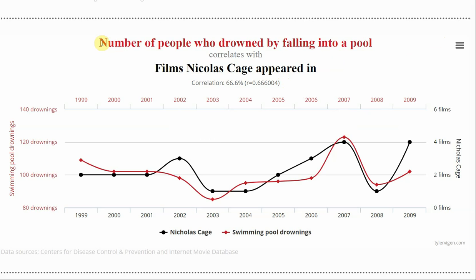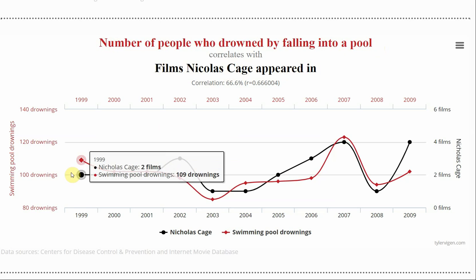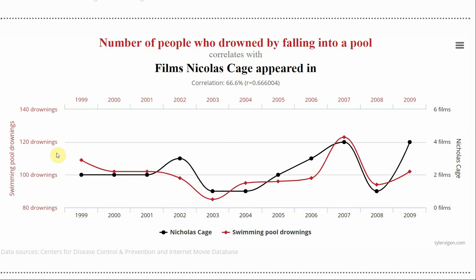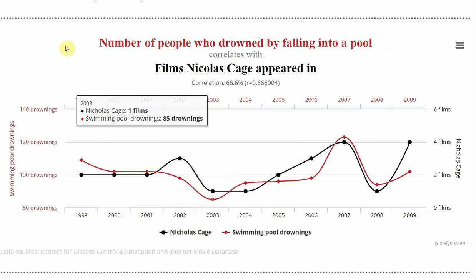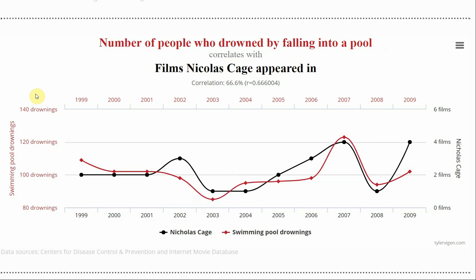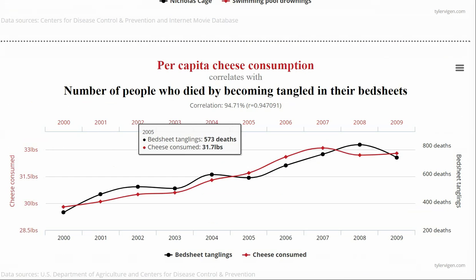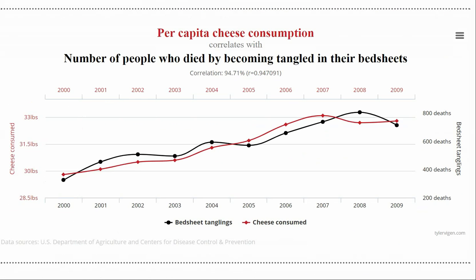So we can say that the number of people who drowned by falling in a pool correlates with films that Nicolas Cage appears in. So you can see, as Nicolas Cage appears in more films, more people drown in pools. And I don't think we can really put that onto Nicolas Cage. But these two things do correlate at a 66% rate. Let's have a look at some others. So per capita cheese consumption, number of people who have died by becoming tangled in their bed sheets. This is almost a 95% correlation.